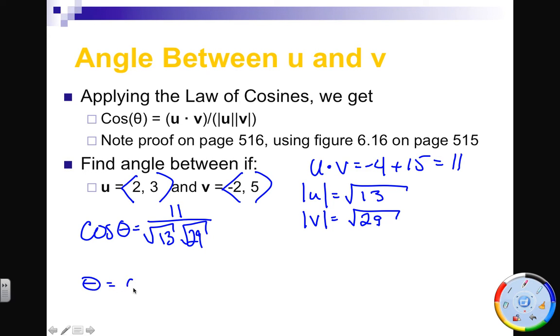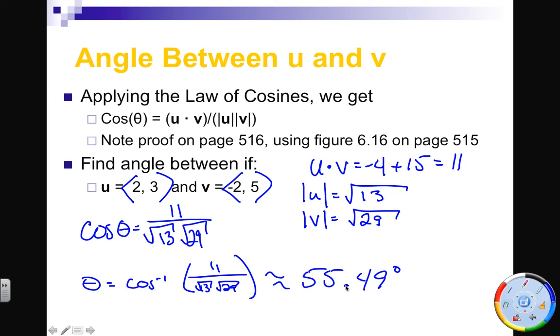Well, theta is going to be the cosine inverse of this kind of ugly fraction. And if you make sure that you plug this in correctly, you're going to get, let's see, cosine inverse of 11 divided by square root 13, square root 29, which is 55.49 degrees.